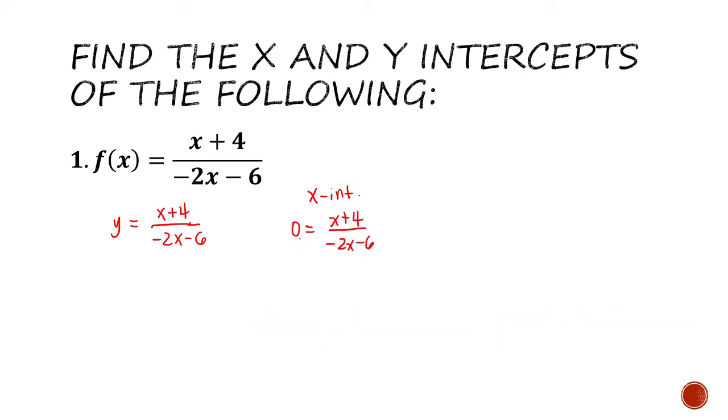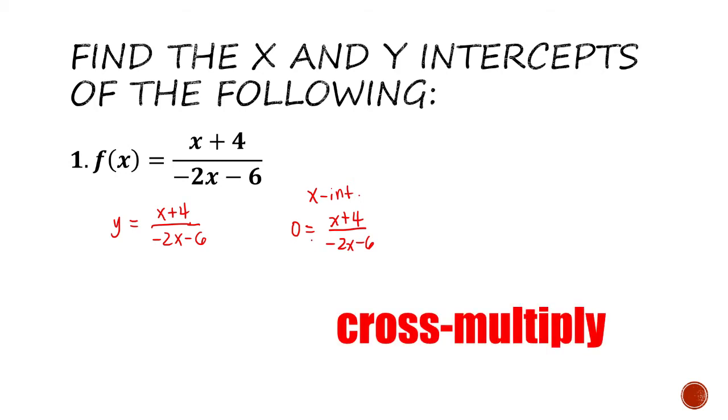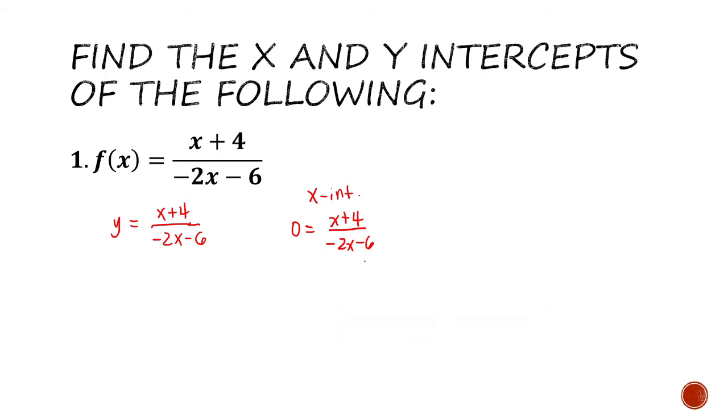After setting y to 0, we cross multiply, and if we are going to multiply 0 to the whole expression here, magiging 0 yan. So 0 is equal to x plus 4. And so if we are going to solve for x, the result here is negative 4. To write this in ordered pair form, x is negative 4. And since y is 0, we are going to write 0 here.